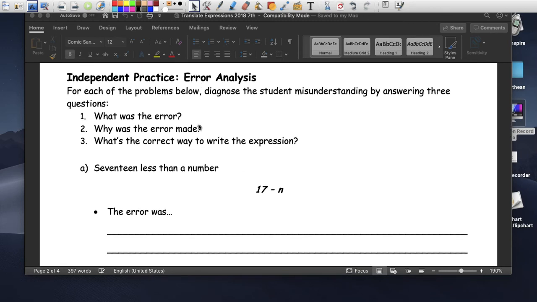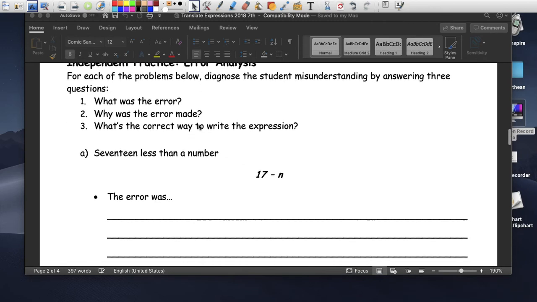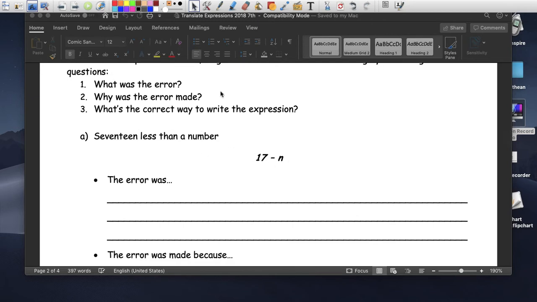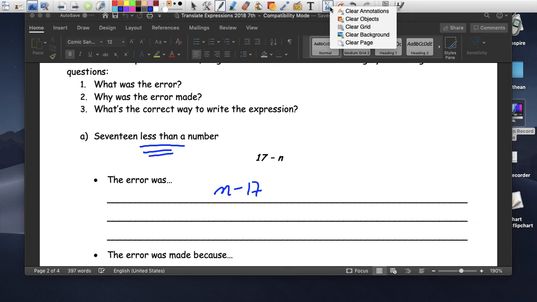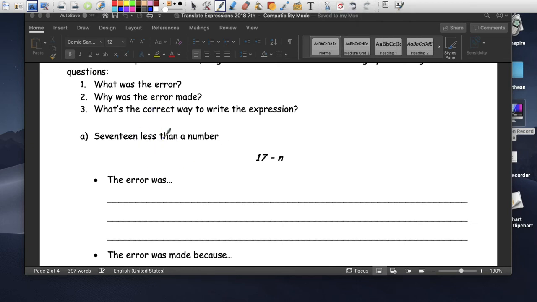For each of the problems below, diagnose the student misunderstanding by answering what was the error made. So 17 less than the number: the error was not switching the terms, and you can write all that in your sentences, and it should become n minus 17. He forgot that less than is a turnaround word, and we have to change the order here into n minus 17. The error was made because, good question, I don't know, maybe because he or she did not remember that, if it was just less, then he would be correct.